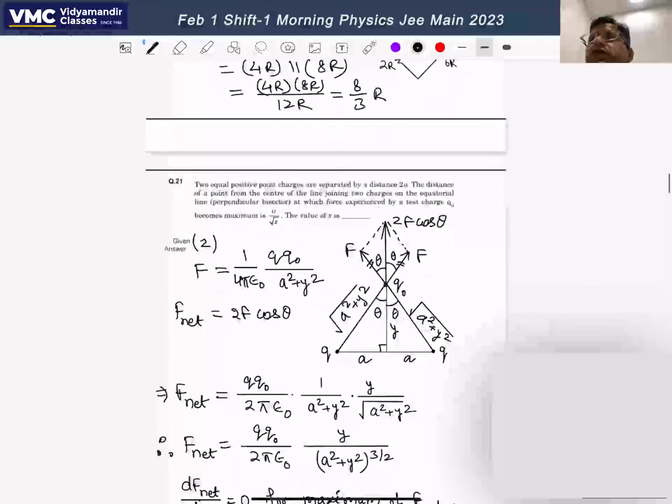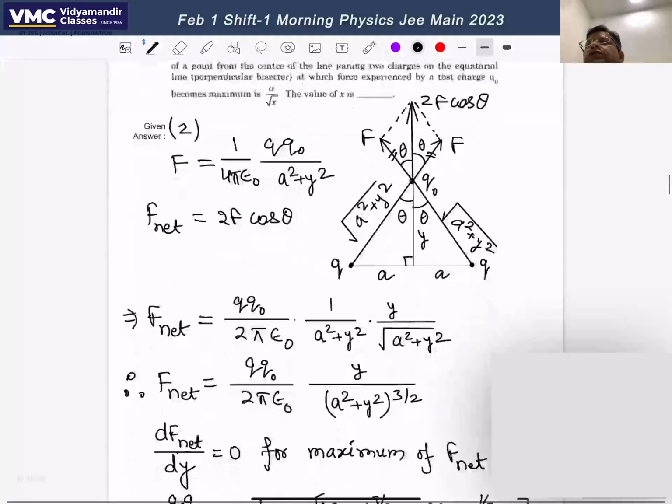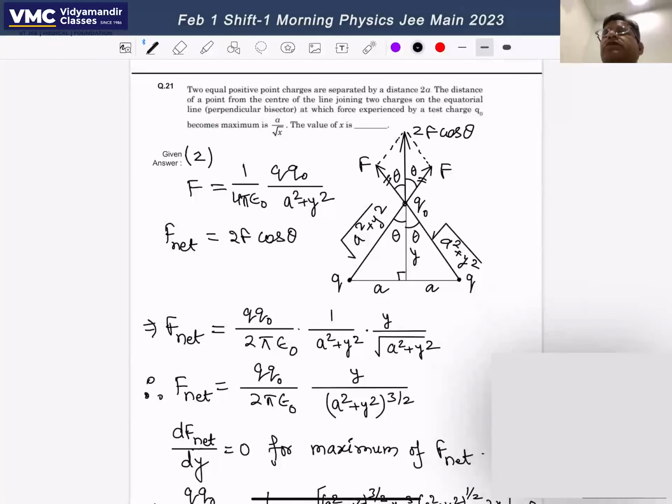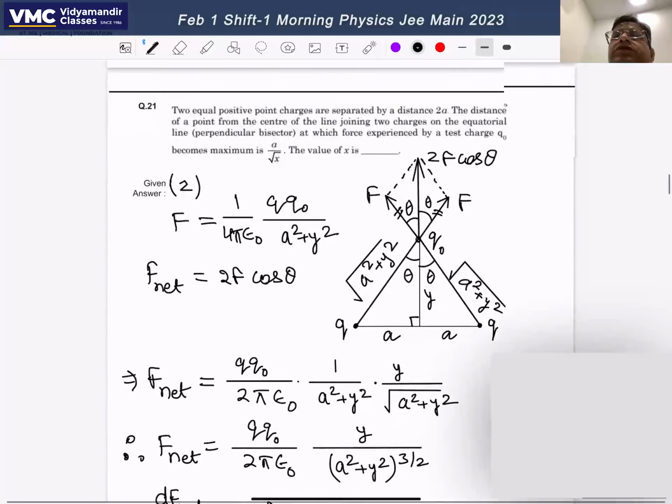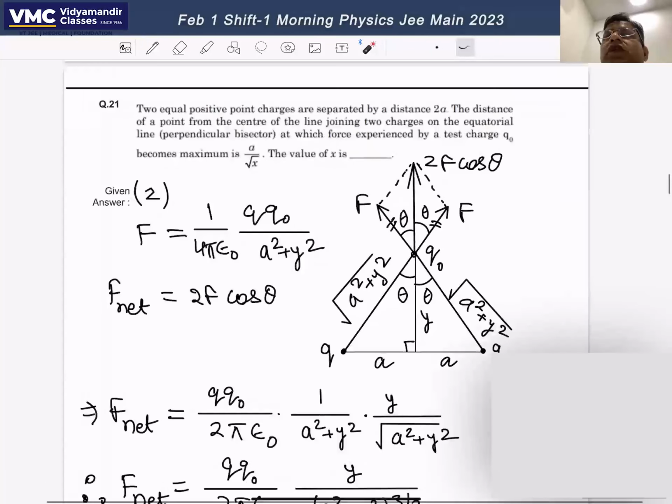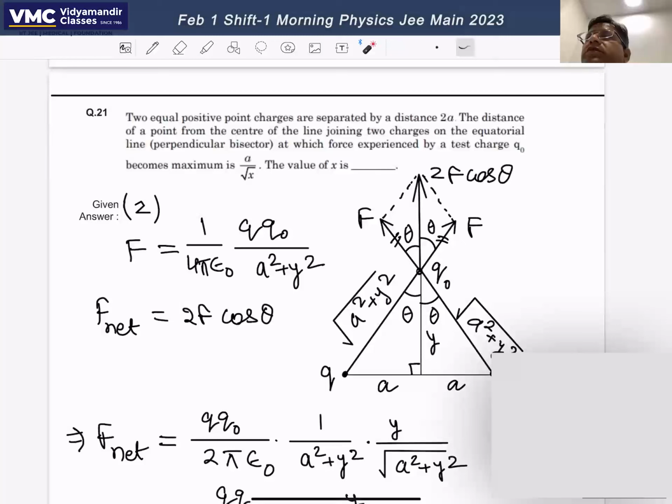Now these questions are fill in the blanks, numerical type questions where we have to find numerical values. For question number 21, two equal positive point charges are separated by a distance 2a. The distance of a point from the center of the line joining the two charges, on the equatorial line, that is the perpendicular bisector, at which the force experienced by a test charge Q0 becomes maximum, is a upon root x. The value of x is.